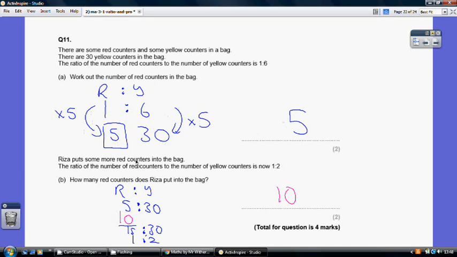Now, Risa puts some more red counters into the bag, and then the ratio of red to yellow is now 1 to 2. So let's think about it. To start with, we've got 5 red and 30 yellow in the bag. We need the number of red ones to be half the number of yellows. Half of 30 is 15, so we're going to need to add another 10 reds to the bag in order to get to the ratio of 15 to 30, which is 1 to 2. So the answer is 10.